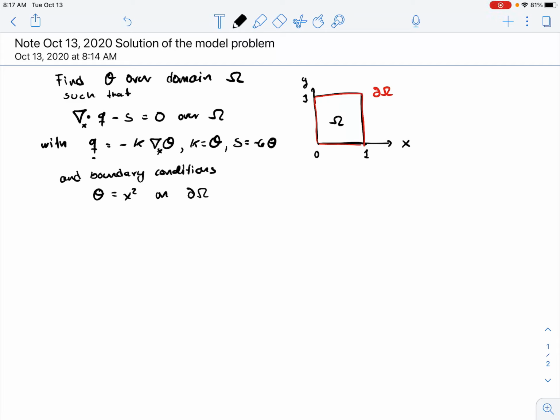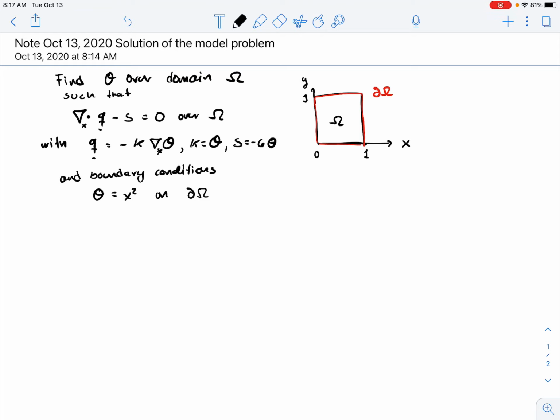Consider the following problem: find the field theta over the domain omega such that the divergence of Q minus some source term equals 0, where Q is a standard flux, minus conductivity times the gradient of theta. The conductivity depends on the field theta, so K equals theta, and the source term also depends on theta and is minus 6 theta. So that's the problem that I need to solve.